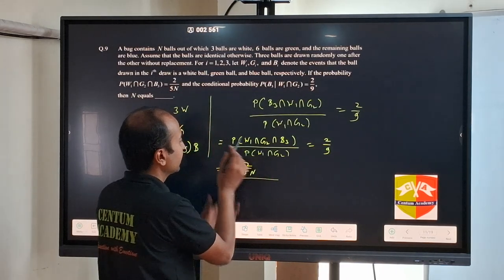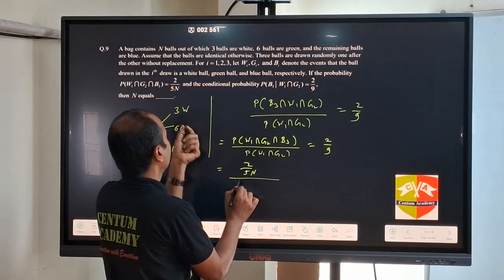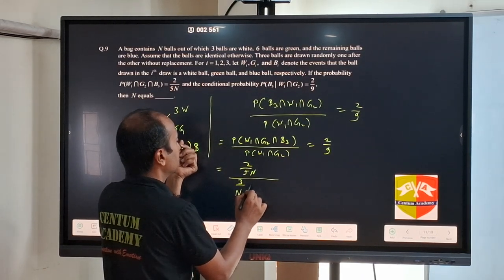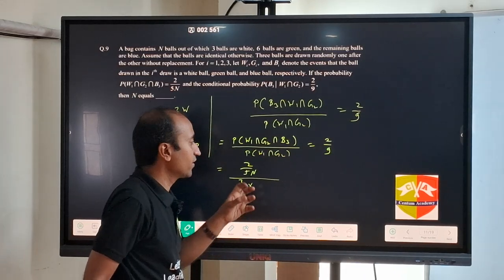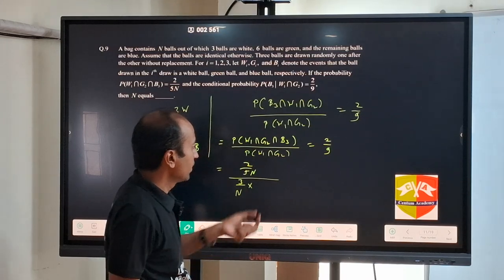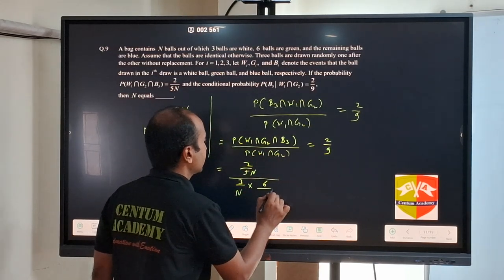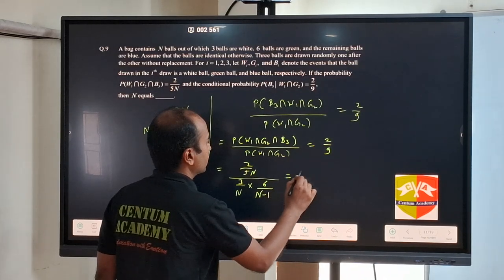So what is the probability that in the first draw you get a white ball? How many white balls are there? 3. And how many total balls are there? n. So it will simply be 3 by n. Now after you have drawn this ball, you are not going to replace it. So n minus 1 balls remain in total. Out of which how many green balls remain? 6 green balls remain. So this will be 6 divided by n minus 1. And this is 2 by 9.